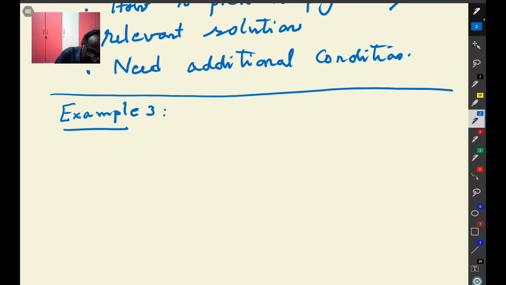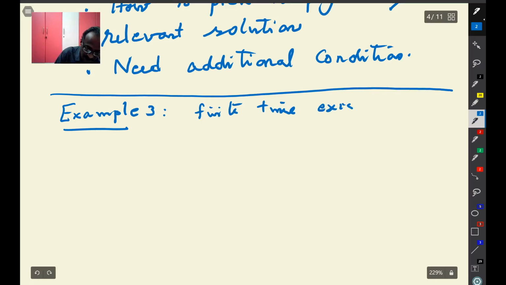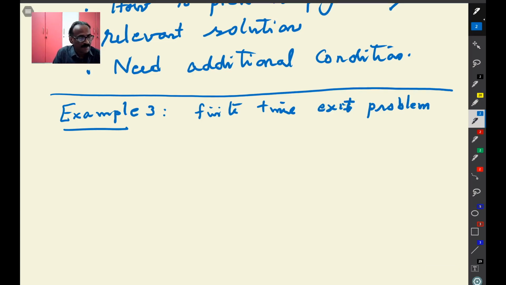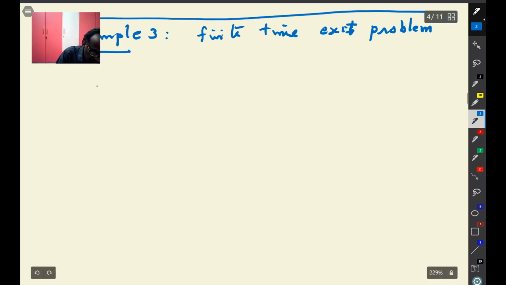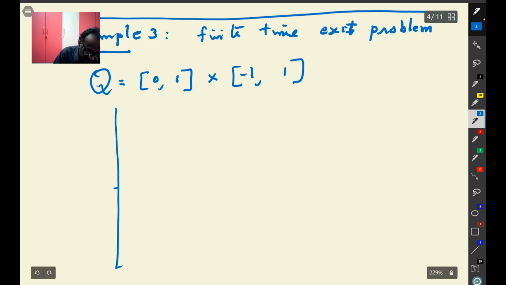It is the finite time exit problem. So let me describe the domain here, and then we will do the thing. Okay. So let me set up the problem first. You have a domain Q which is 0 to 1 cross minus 1 to 1, because understanding this problem is very important. So you have a domain here. This is one here.